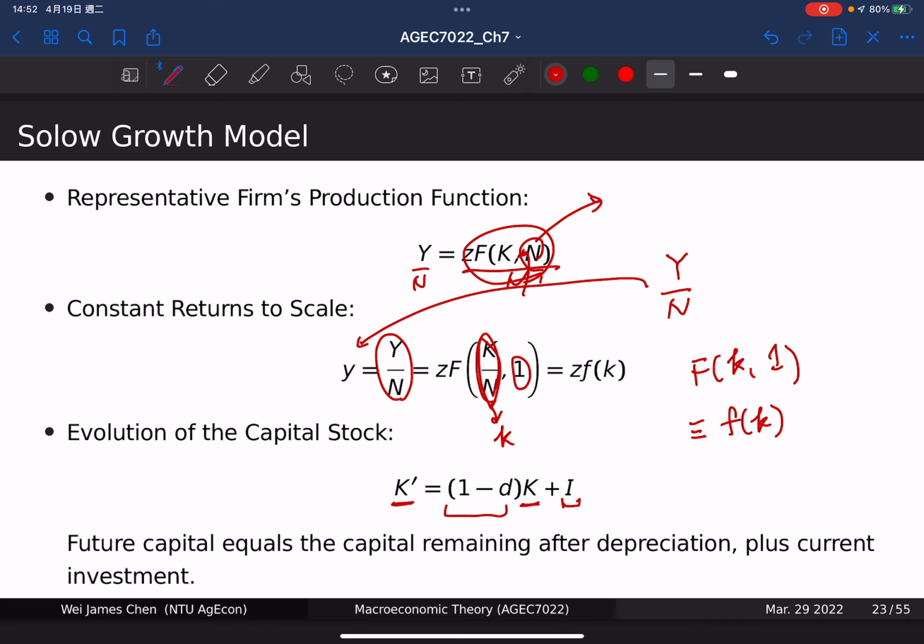So in this period, we inherit from the last period some amount of capital. And this amount of capital will depreciate first. So (1 minus d) of the previous period's capital is transferred to this period. And then in this period, we will add some more capital. The added amount is called investment, I.